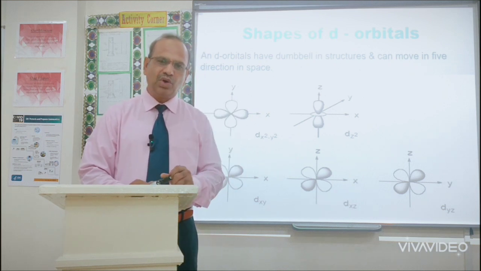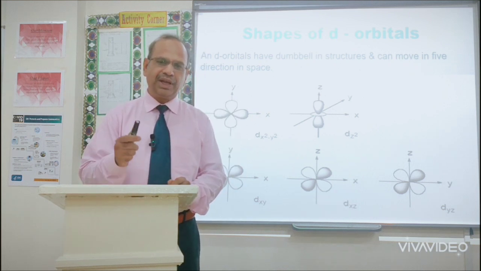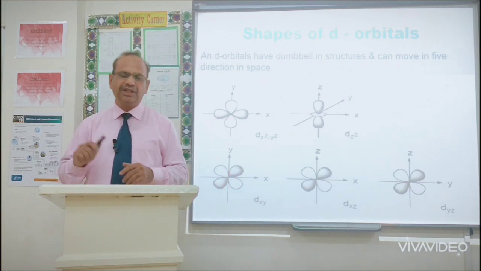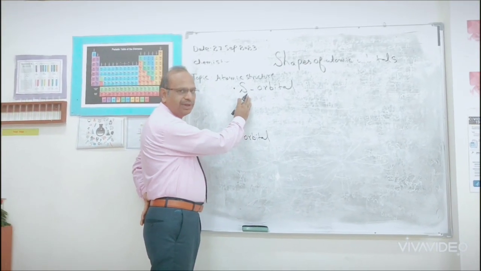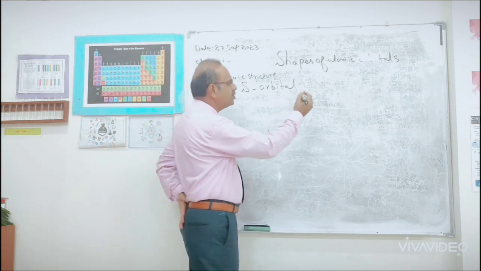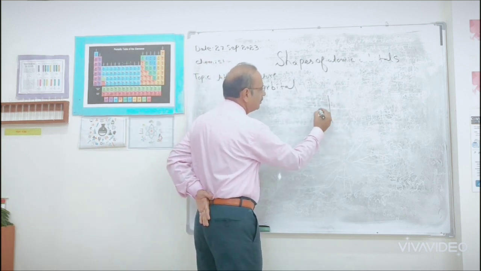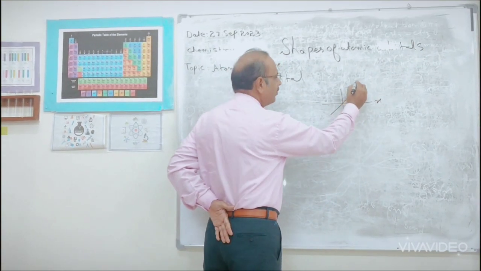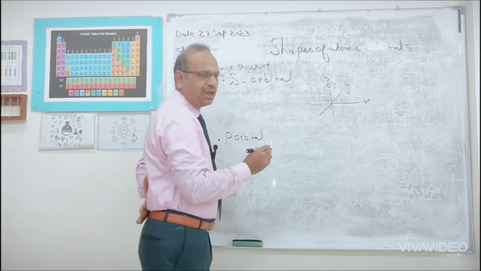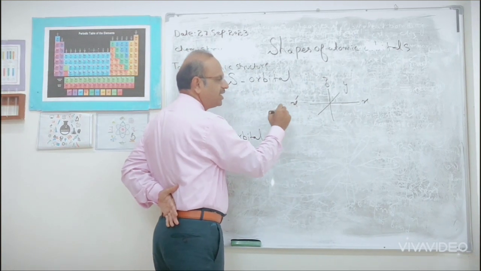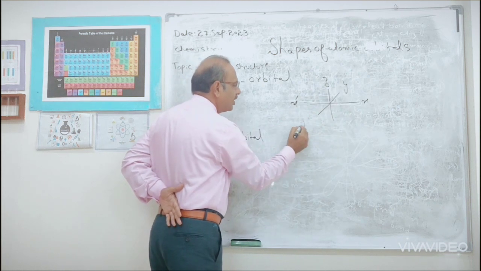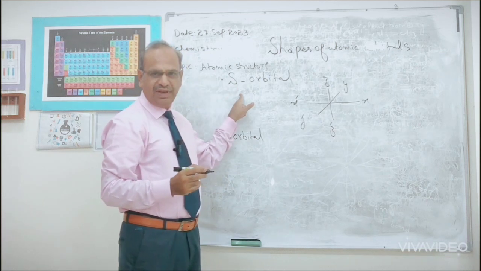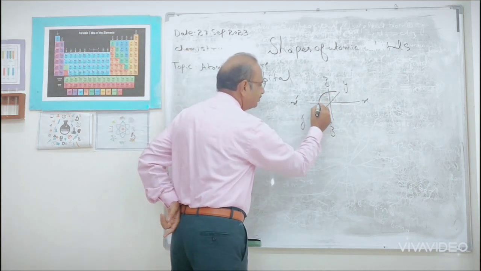Now the shapes of these orbitals, especially the p orbital and d orbital, I can draw on the whiteboard for you. Look here at the whiteboard. For example, to show the s orbital, first you draw the three axes: x-axis, y-axis, and z-axis, with x dash on the other side, y dash on the other side, and z dash. The s orbital is spherical, so it will be like this.